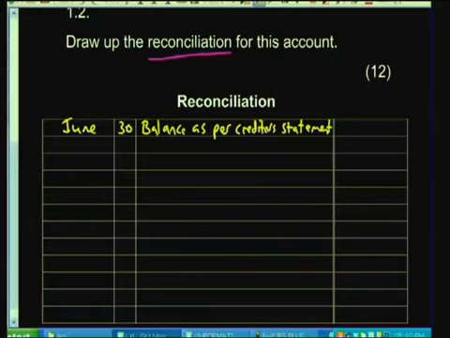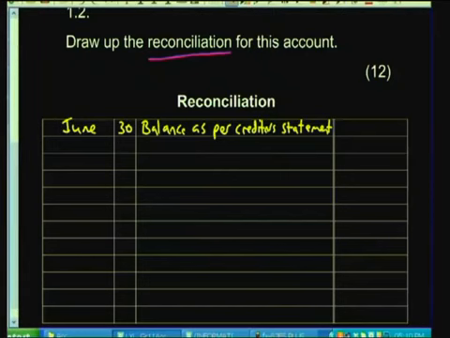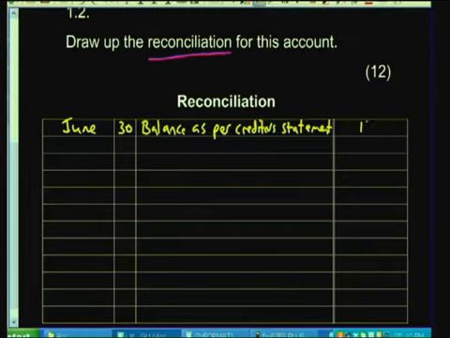What are we going to put as the balances per the creditor statement? Well, that's easy. We just look at the bottom, and it's the amount that they think we owe them of 13,017 Rand. So you can always put that in as your opening balance. So let me write it here, 13017. That's what they think we owe them.